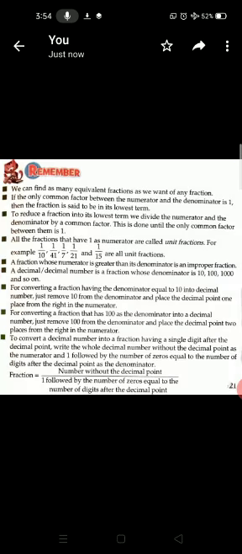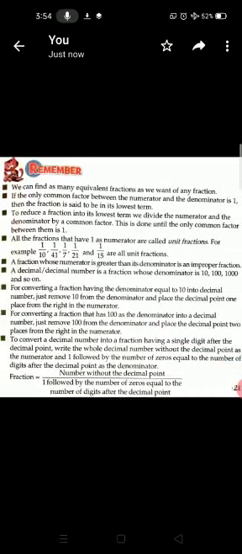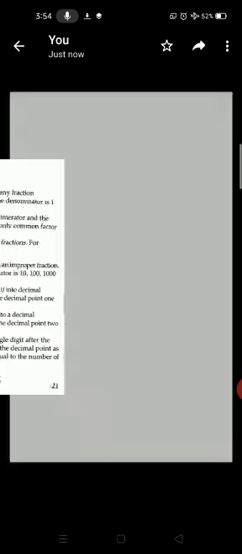Before going to learn about percentages, we should remember some more points regarding fractions. See here, a list of points are given for the fractions. First one, we can find as many equivalent fractions as we want for any fraction. We know how to find out an equivalent fraction for the given fraction. For example, if 1 by 2 is given, we can find many equivalent fractions for 1 by 2.